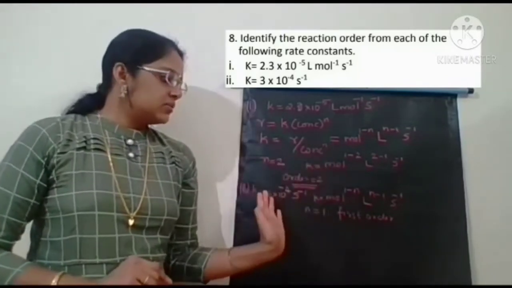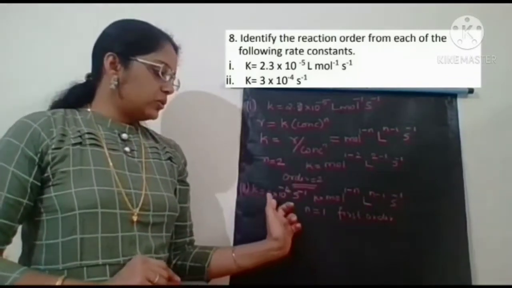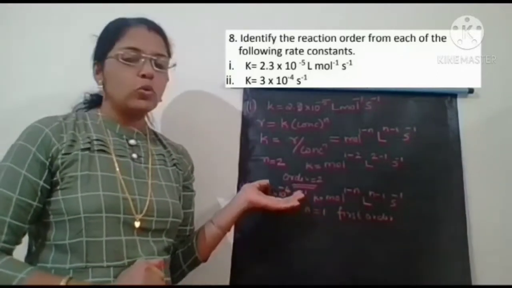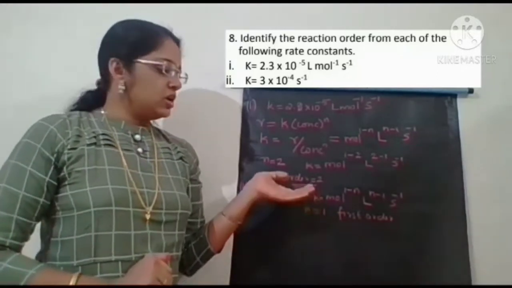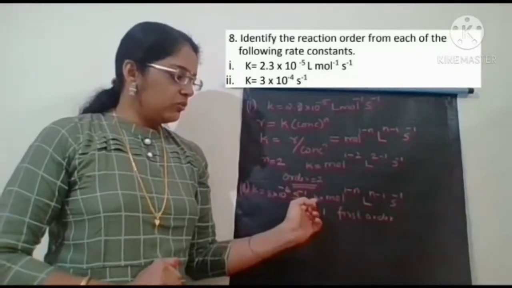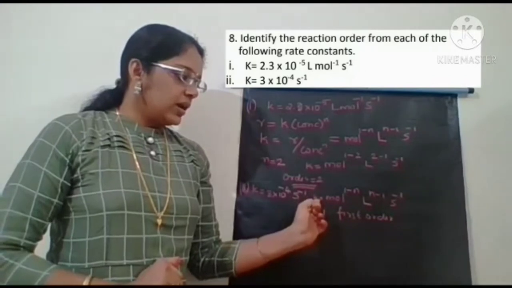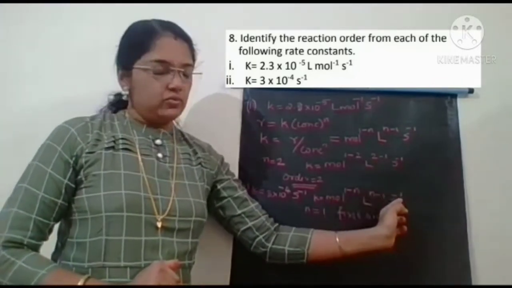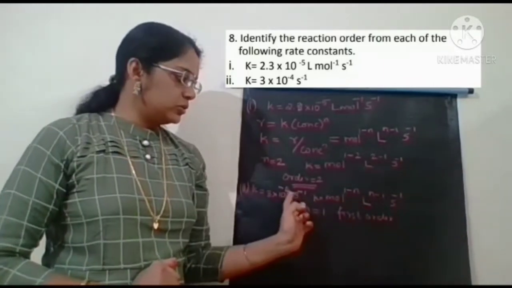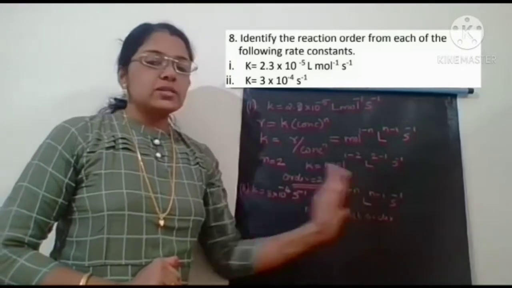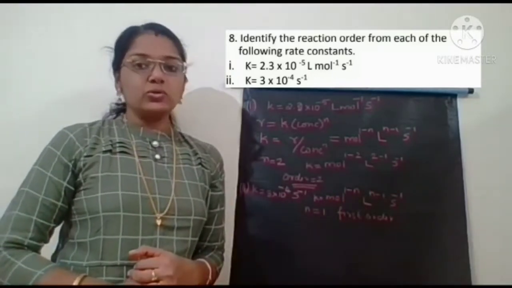Again, the second rate constant, that is K is equal to 3 into 10 raised to minus 4 second inverse. Here there is no mole power, there is no liter power. So again for an nth order reaction, the unit of rate constant is K is equal to mole raised to 1 minus n, liter raised to n minus 1, second inverse. Here 1 minus n is equal to, here there is no mole power, that is equal to 0. So 1 minus n is equal to 0. So n is equal to 1.